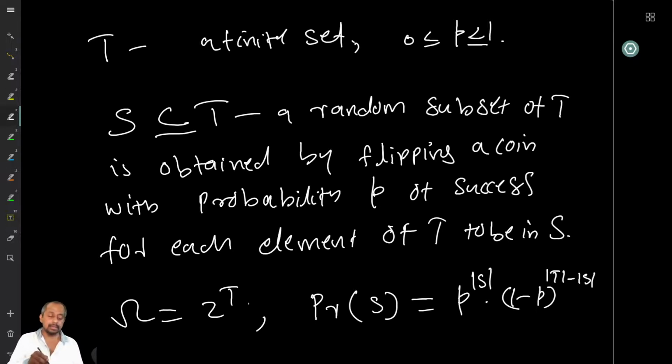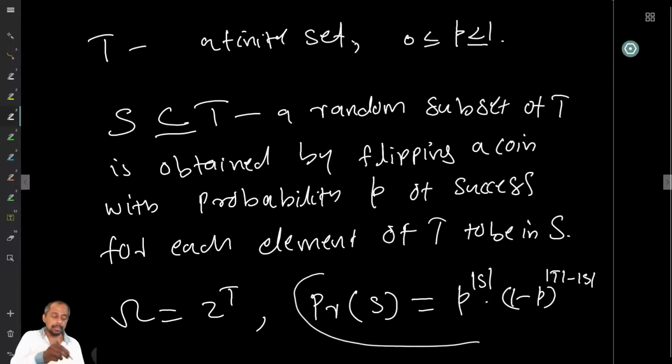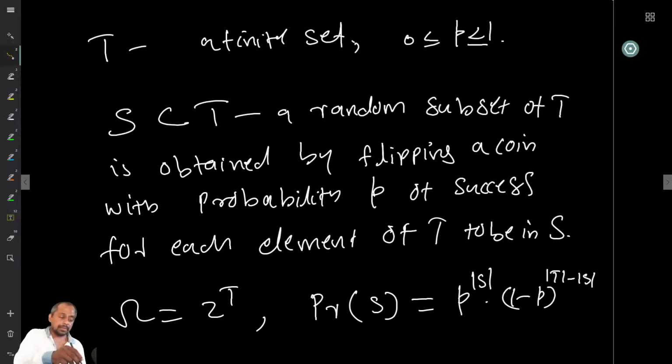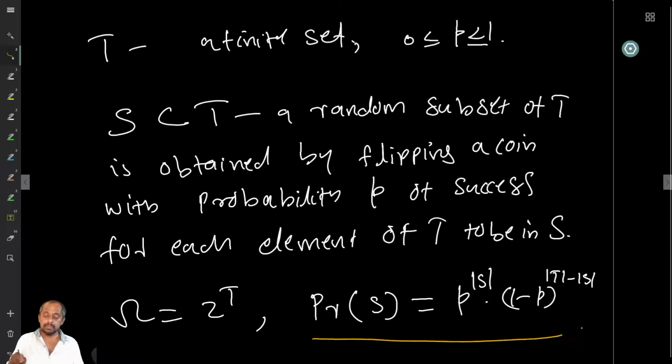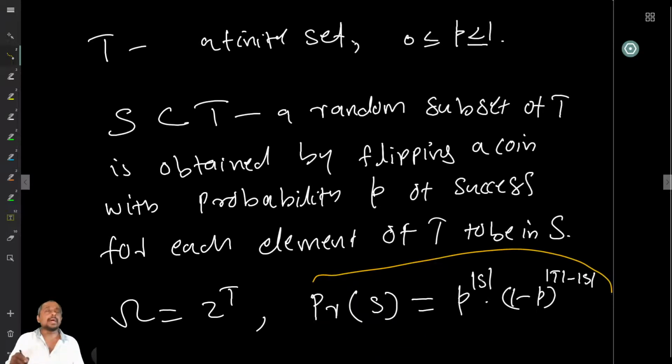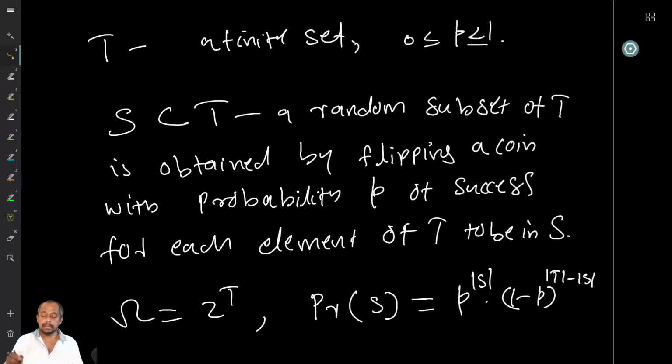The possible outcomes are the subsets of T, and the probability of some subset S of T is precisely P raised to the cardinality of S, times 1 minus P raised to cardinality of T minus cardinality of S, right? Which means the elements in S have been chosen with probability P, with success, and the other elements were not chosen, with probability 1 minus P, right?